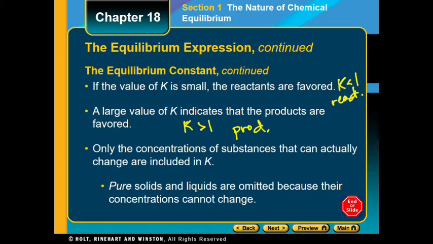Concentrations of substances that can actually change are included in K. So if you have a pure solid or liquid, they are omitted because their concentrations cannot change. If you have a pure solid or a pure liquid, then you do not include their concentrations. And we'll look at some examples of what we're talking about there.